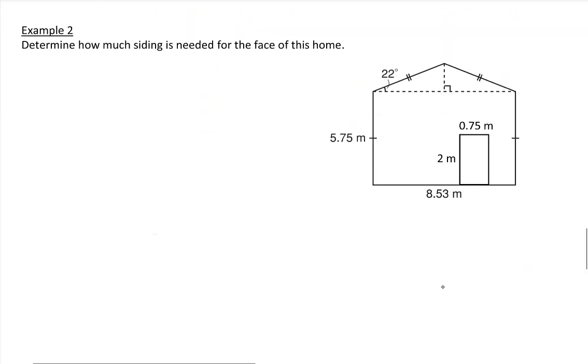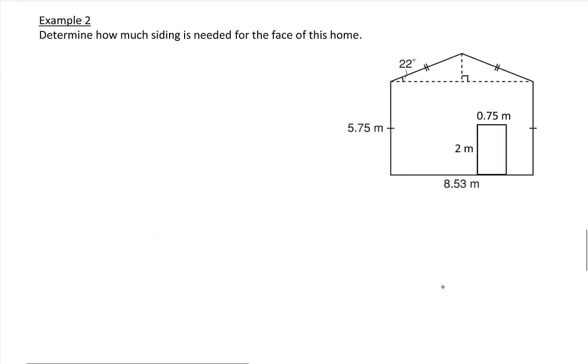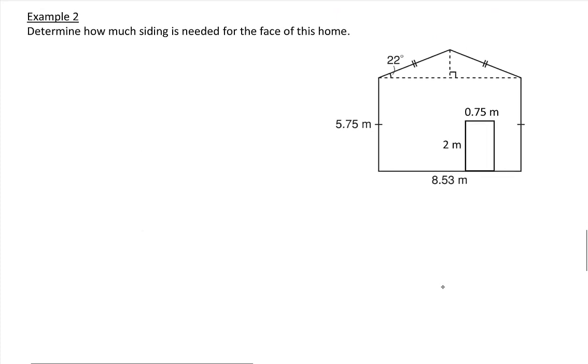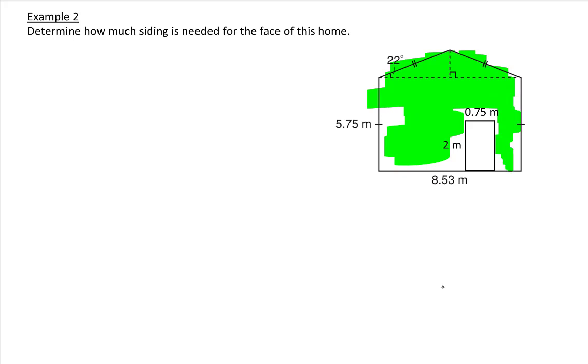Let's do one more area application. This one is going to involve a mix of trigonometry as well. So I want to know how much siding is needed for the face of this home. Remember, the siding is just going to cover the face. So I'm going to cover this triangle up top, this rectangle here, and I'm going to leave the door open. I'm not going to put any siding on the door.